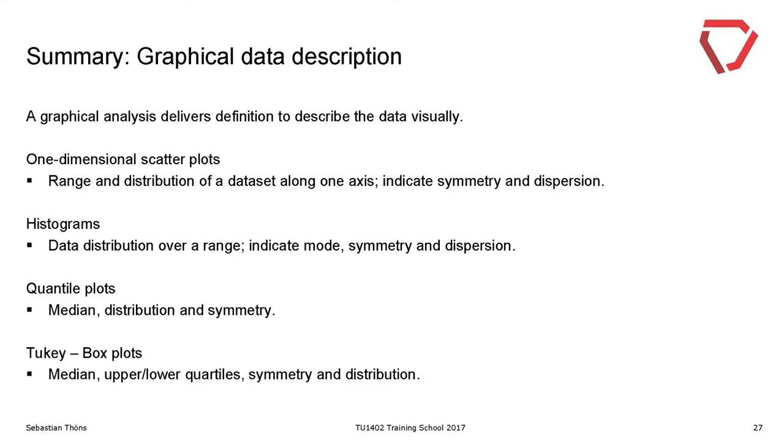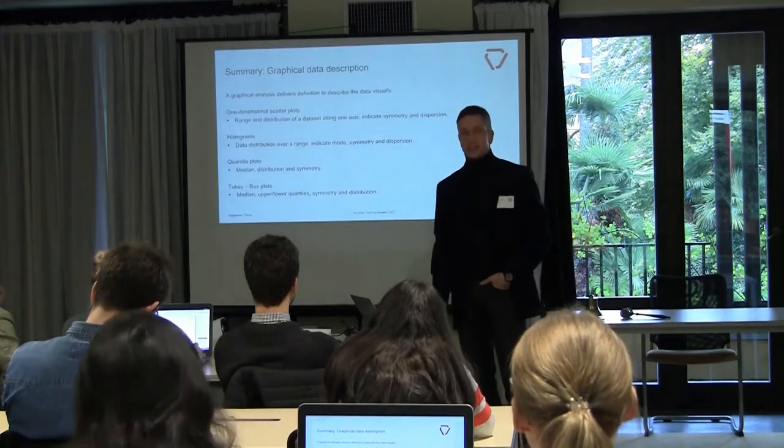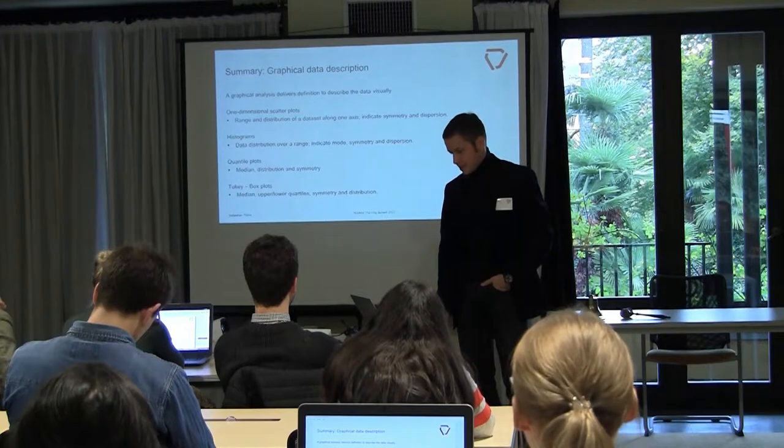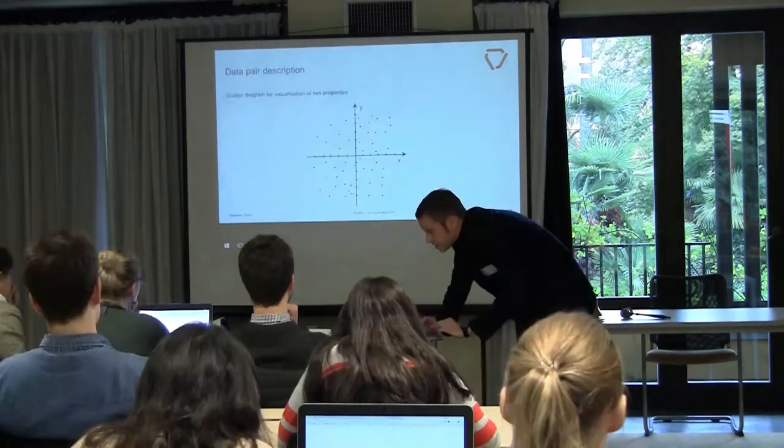So the elements of graphical data description are one-dimensional scatter plots, histograms, quantile plots, and Tukey box plots. So these are the main elements. There are many more representations, but I think this is quite enough.